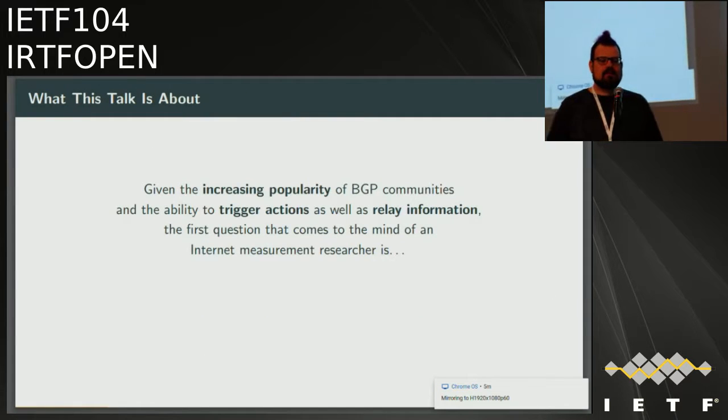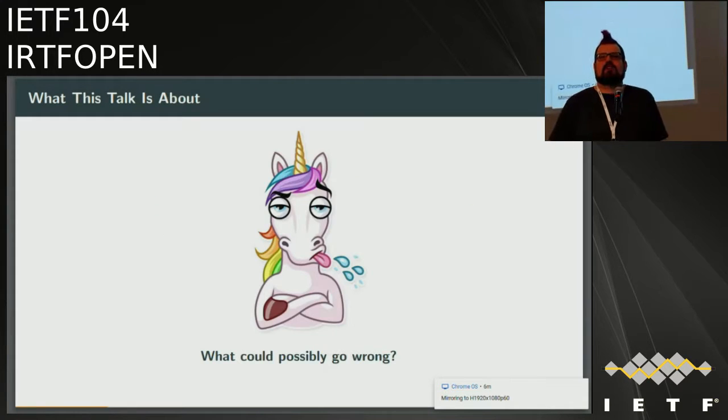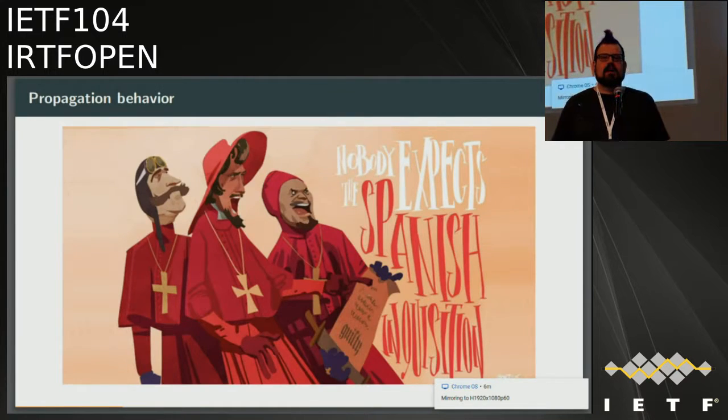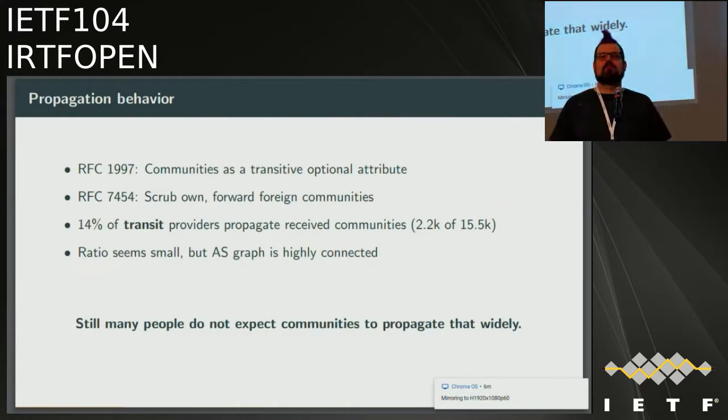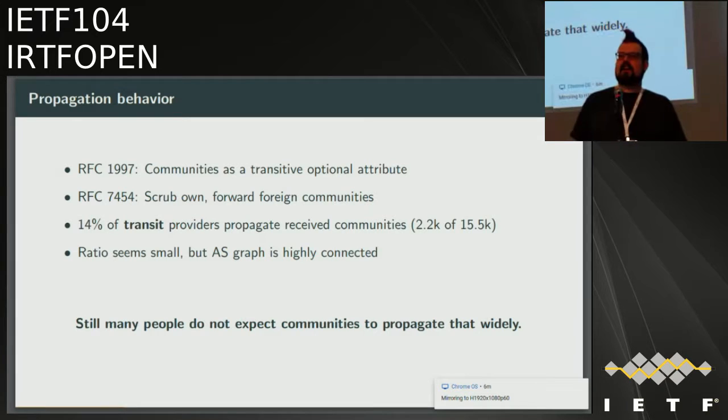Given the increasing popularity of BGP communities that we have seen, and the ability to trigger actions in other ASs with communities and relay information between ASs, the first question for me as a network researcher is, what could actually go wrong in using them? And we found out several things can go wrong. The first thing we noticed, when we looked at how communities propagate, is that people seem not to expect them to propagate widely through the internet. Although we have 2 RFCs actually defining how communities should or should not propagate.